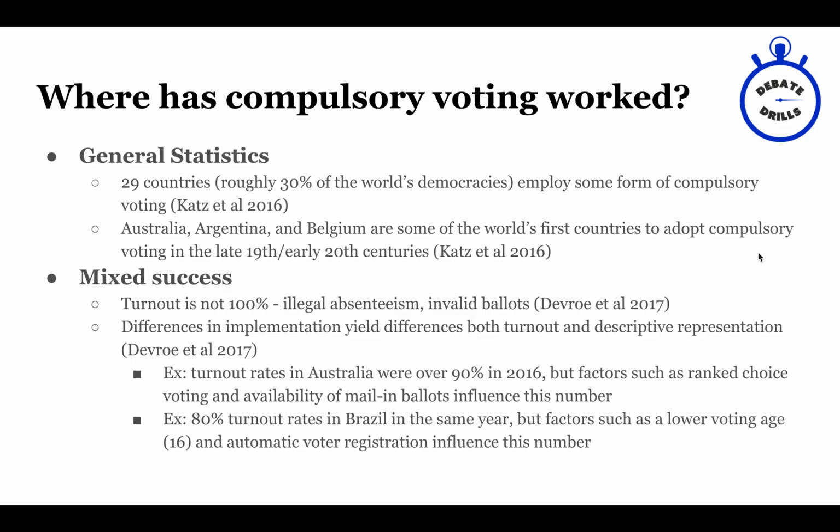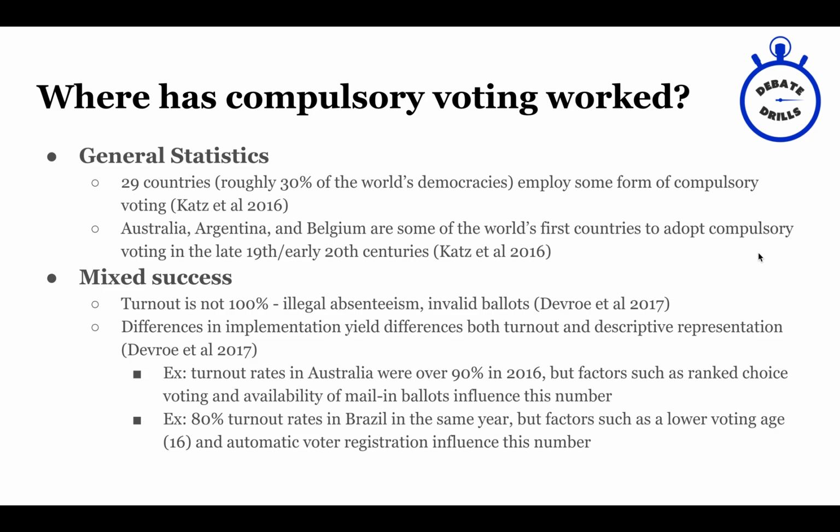So Argentina, Australia, and Belgium are some of the world's first countries to adopt compulsory voting in the late 19th and early 20th centuries. I know I mentioned Brazil as well, also the 20th century, but that was, I believe, in like the 1980s, so it was a bit later. And they've all seen mixed success.